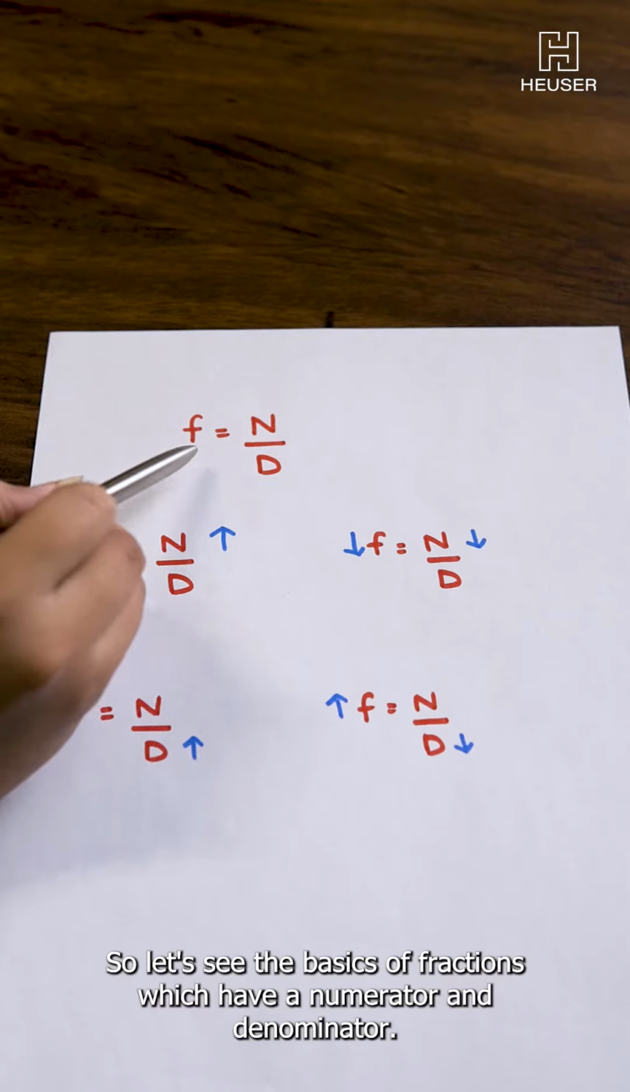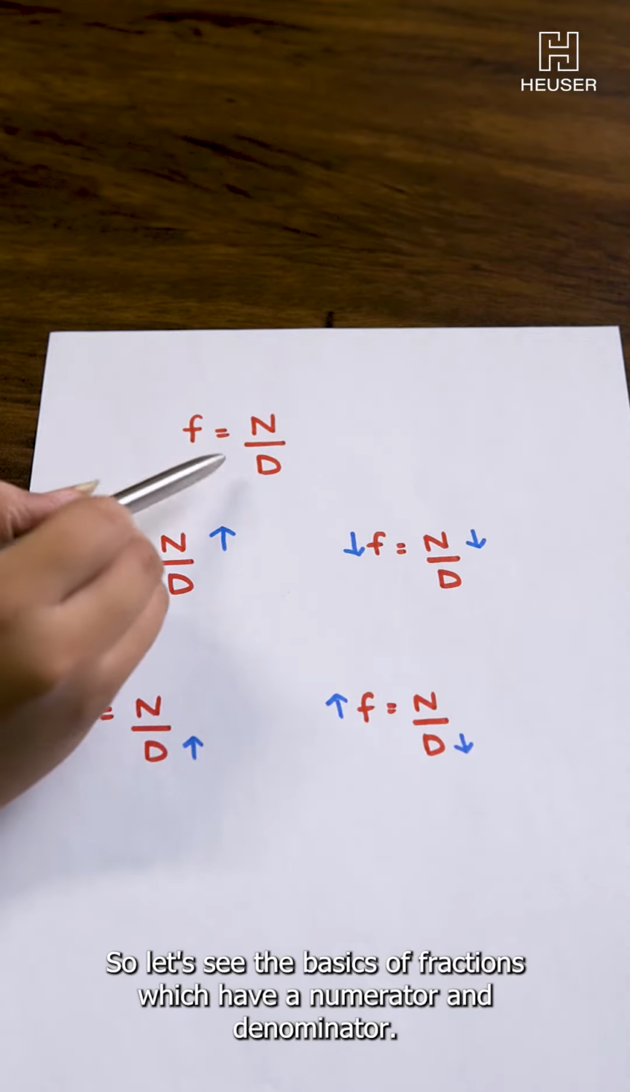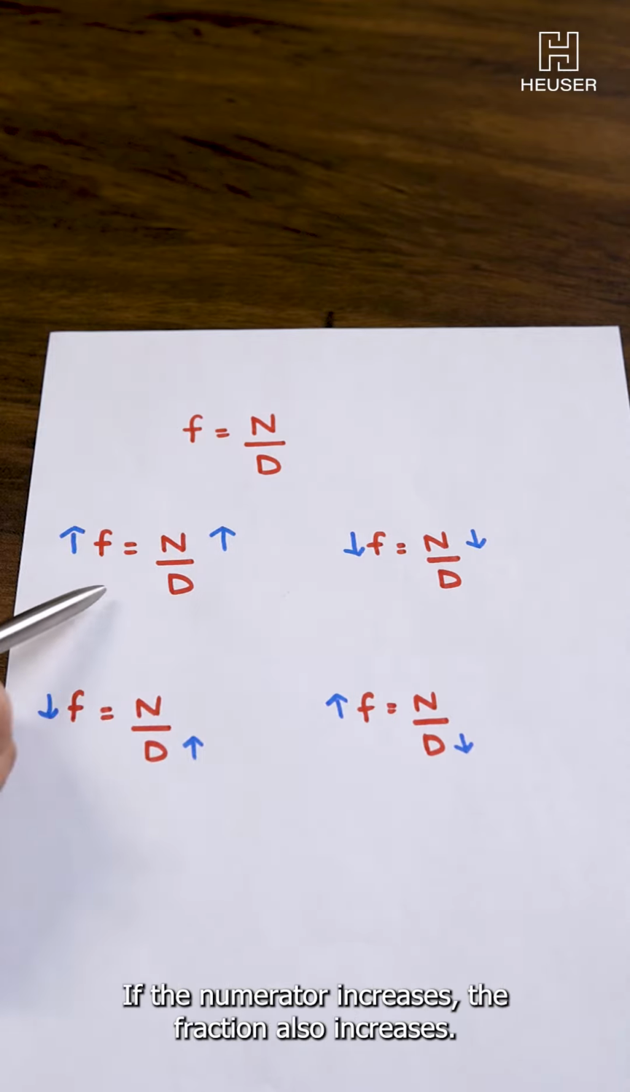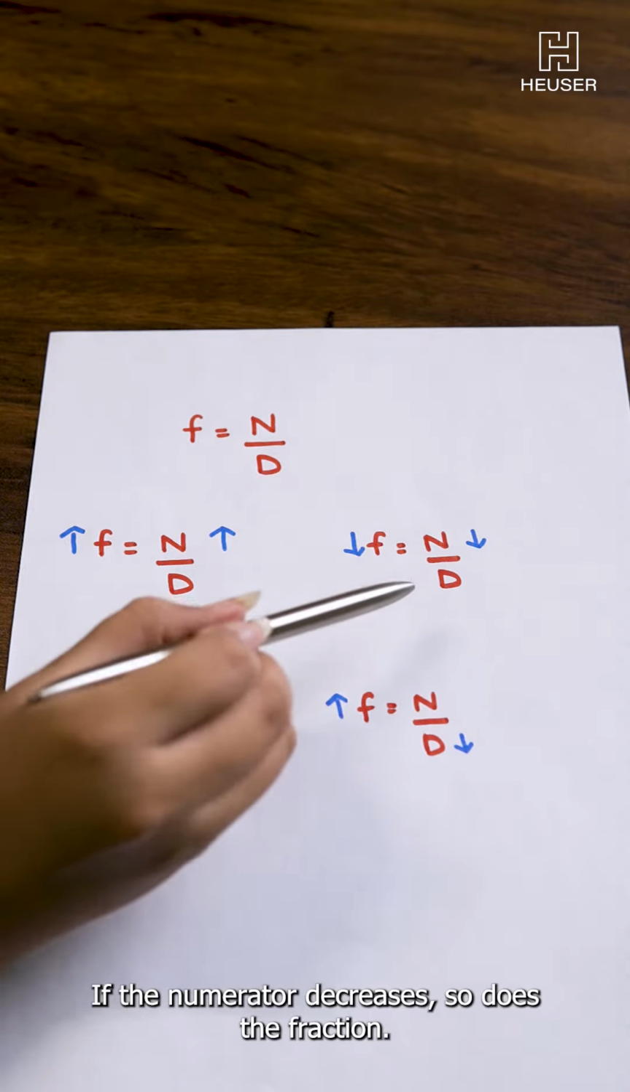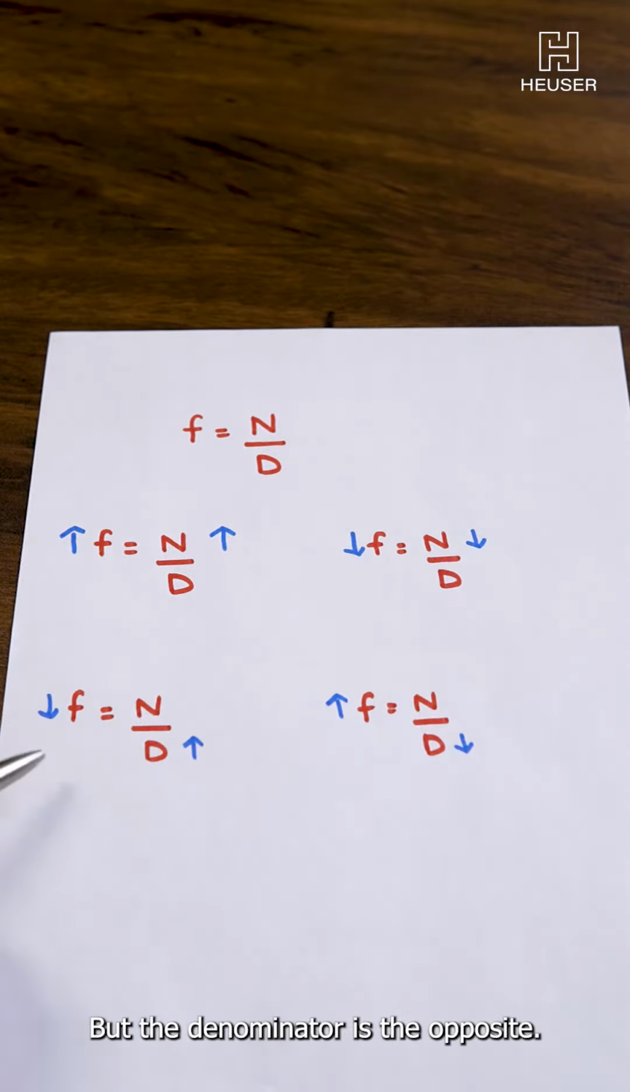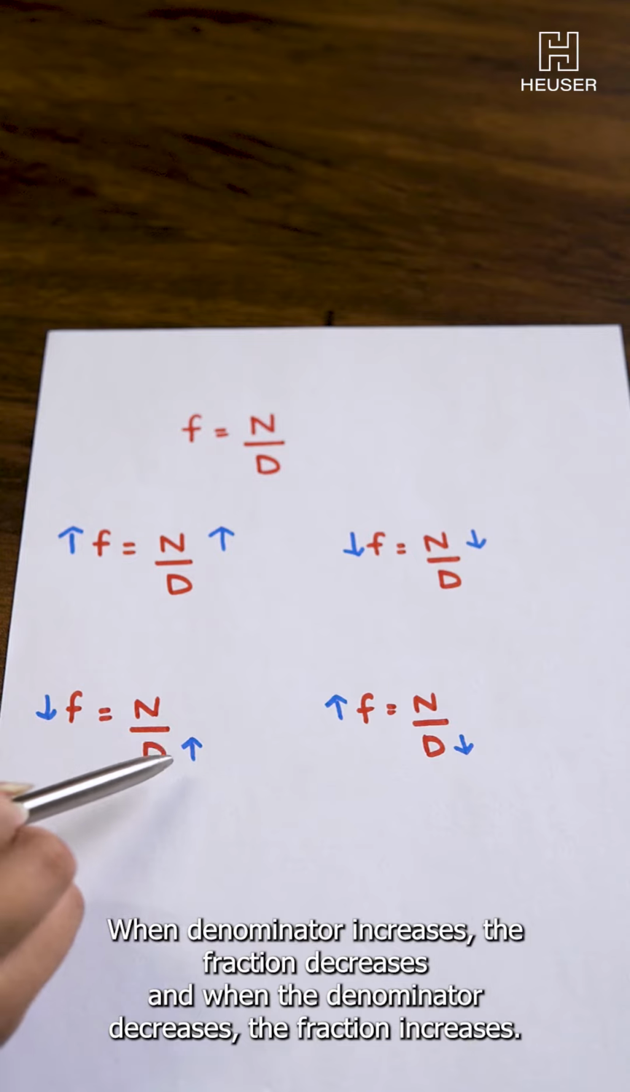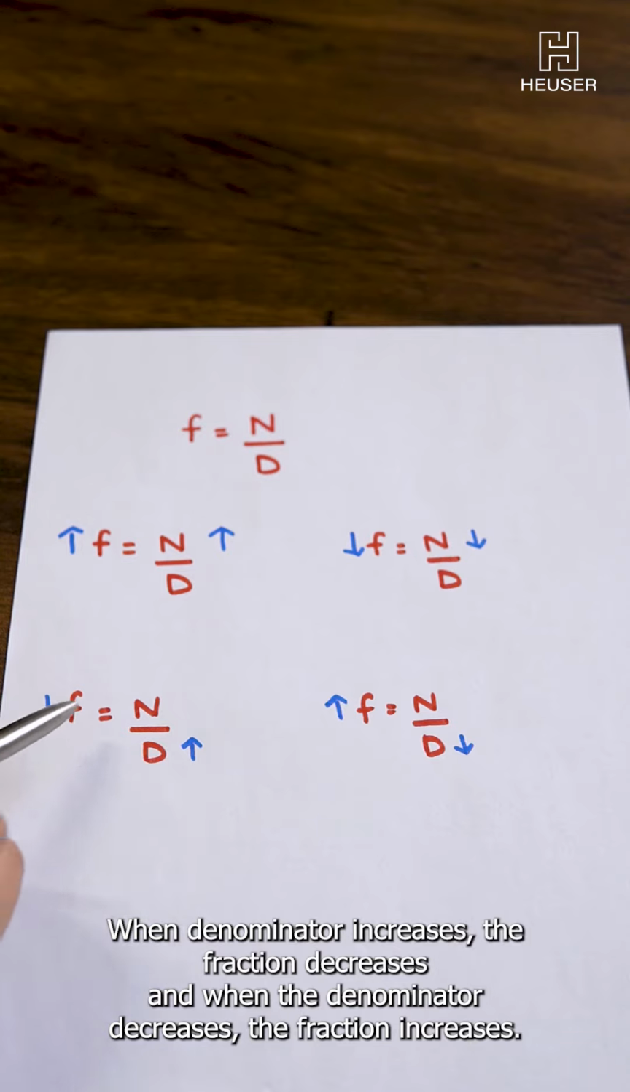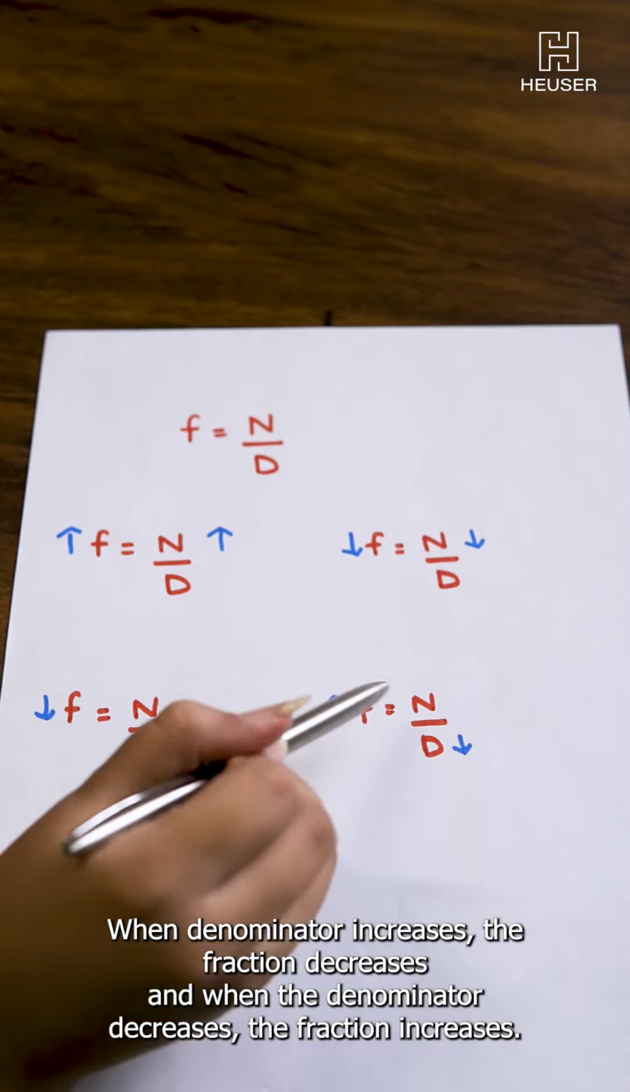So let's see the basics of fractions, which have a numerator and a denominator. If the numerator increases, the fraction also increases. If the numerator decreases, so does the fraction. But the denominator is the opposite. When the denominator increases, the fraction decreases, and when the denominator decreases, the fraction increases.